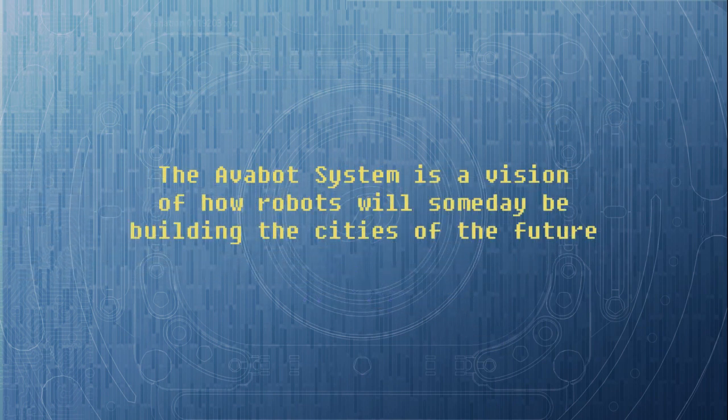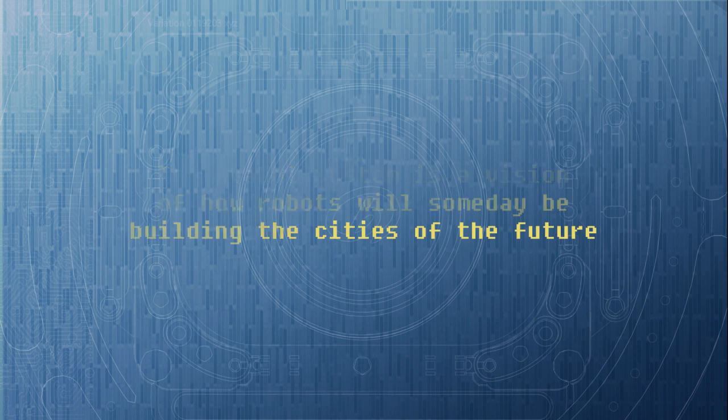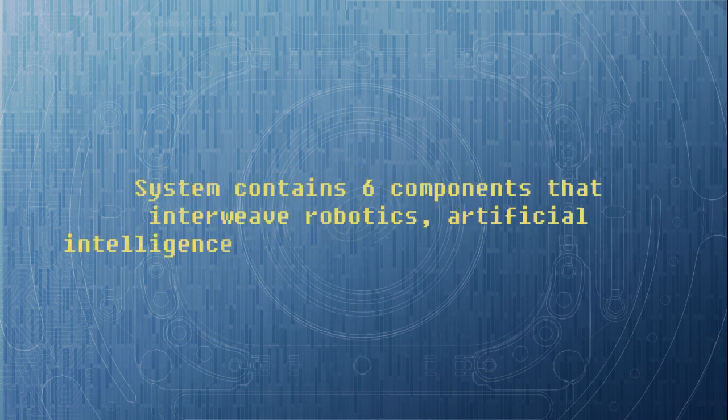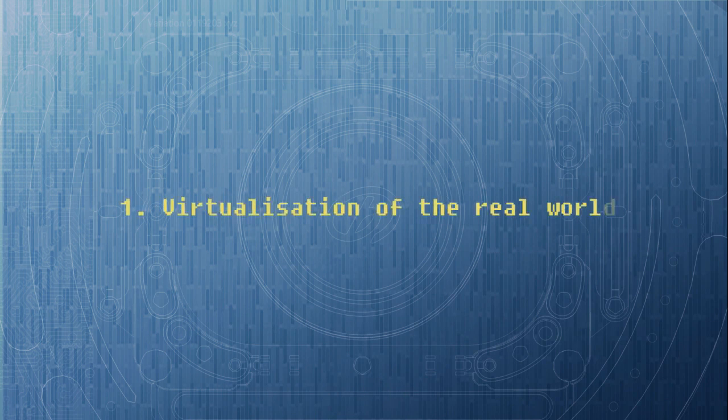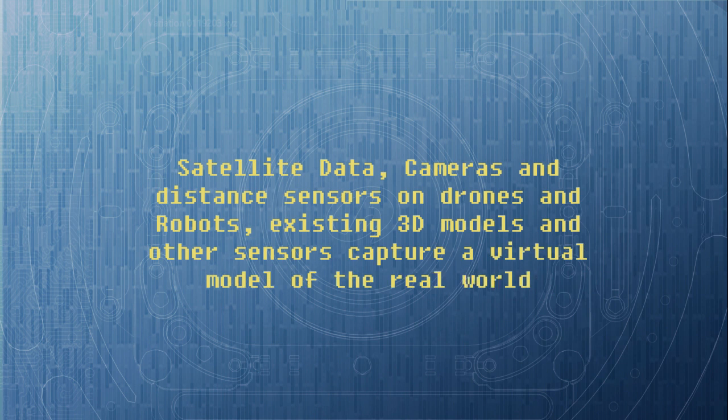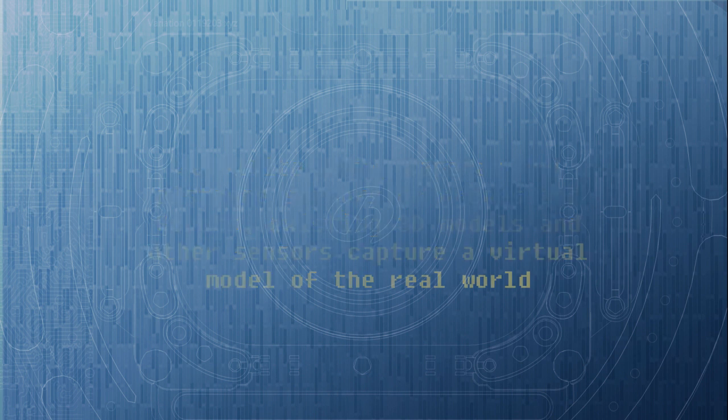The Avabot system is a vision of how robots will someday be building the cities of the future. The system contains 6 components that interweave robotics, artificial intelligence, virtual reality and education. The first part of the system is the virtualization of the real world. We can use satellite data, cameras and distance sensors on drones and robots, existing 3D models and other sensors to capture a virtual model of the real world.